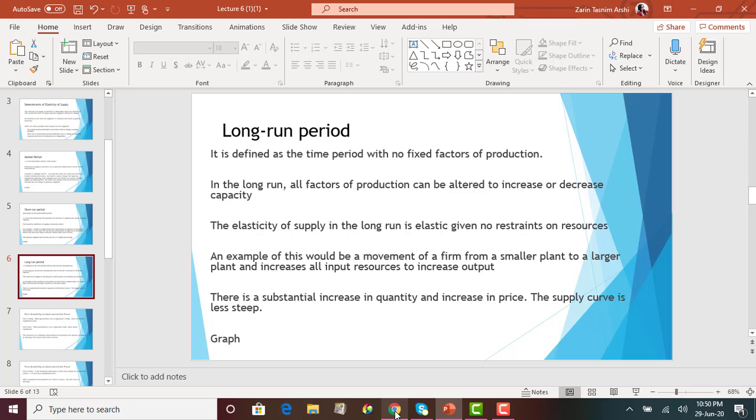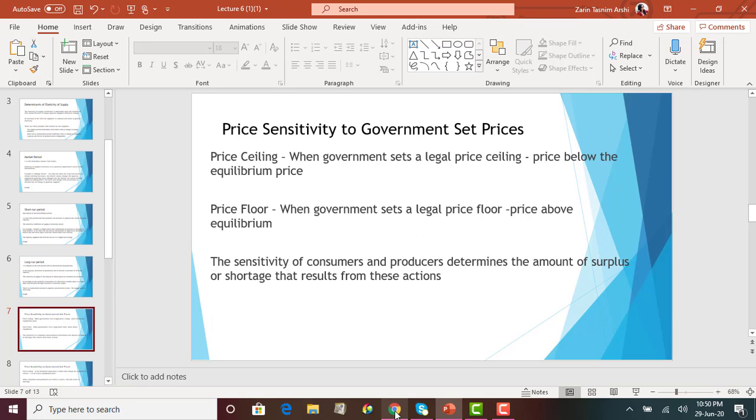Just an approximation. So hopefully that helps you understand the price elasticity of supply, how we calculate it, what the determinants of price elasticity of supply are, and how the supply curve looks in the market period, in the short run and in the long run. Now there's price sensitivity to government-set prices as well. We have price ceiling and price floor. A price ceiling is when the government sets a legal maximum price that sellers can charge, and it is usually below the equilibrium price.